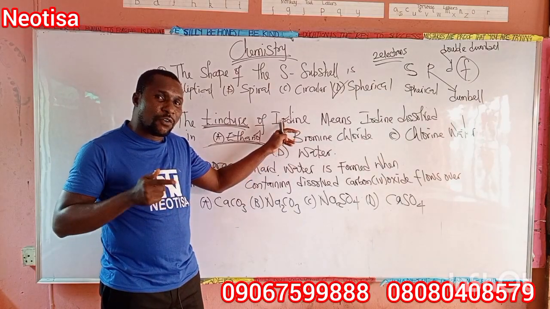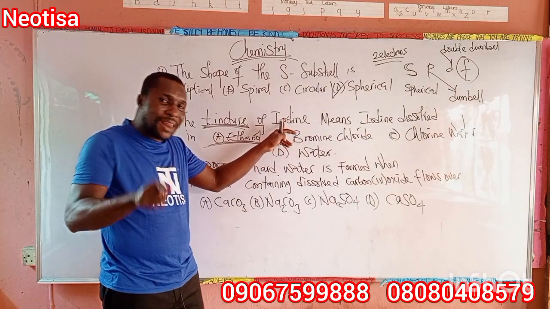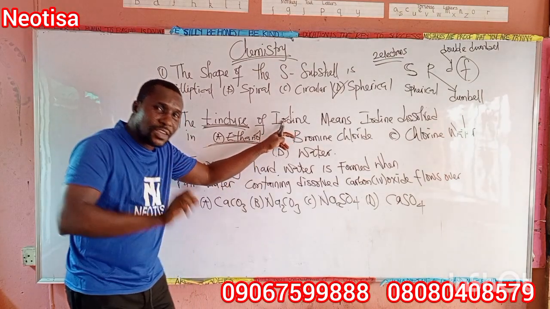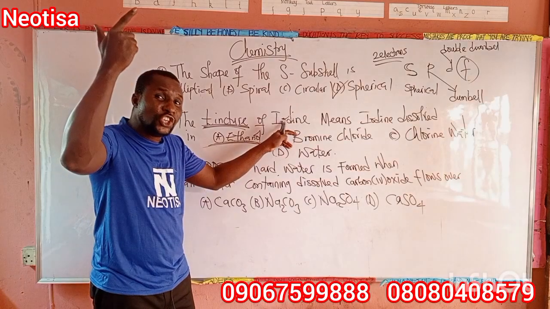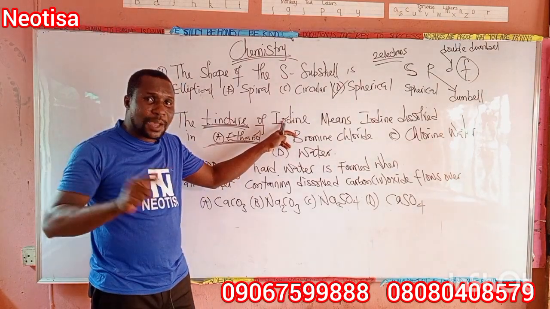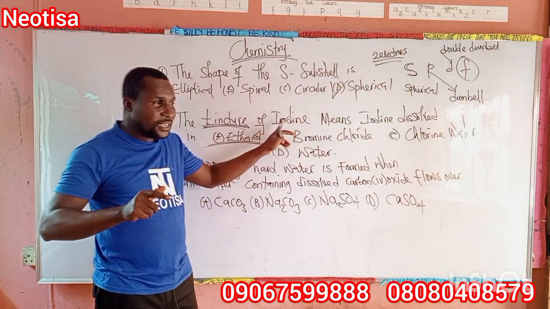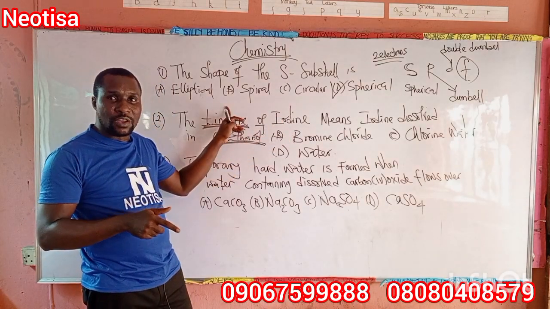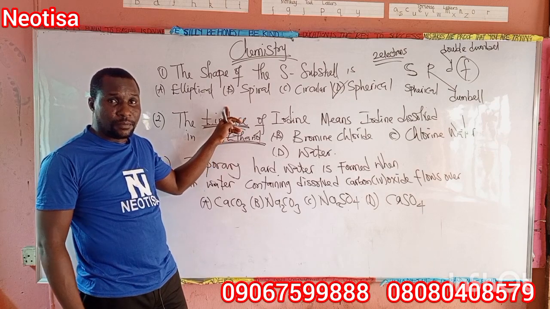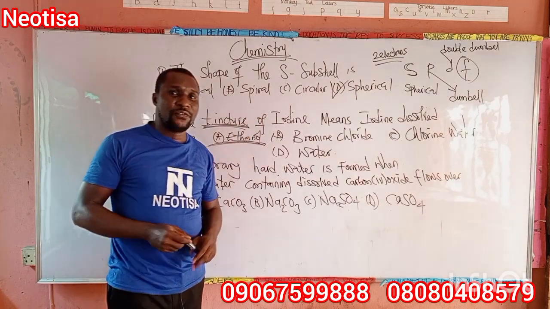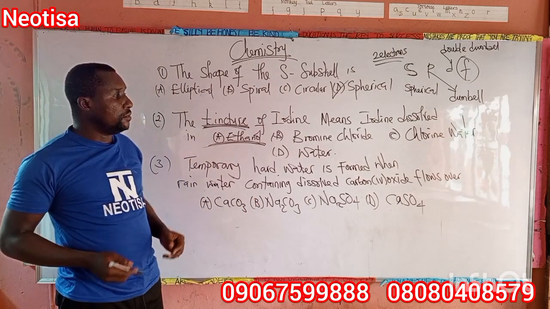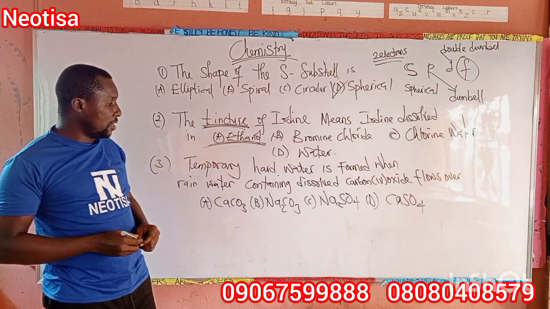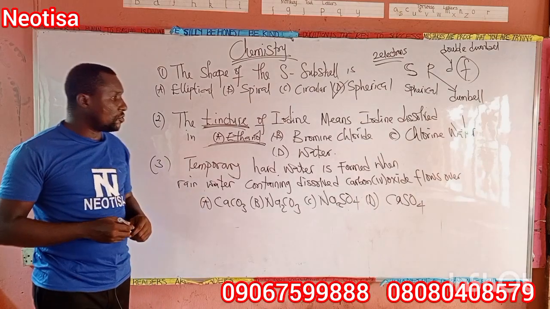Iodine is an example of a substance that can sublime. Sublimation means iodine can change from solid state to gaseous state directly without passing through the liquid state. Then when this iodine is dissolved in ethanol, this solution is formed: tincture of iodine. That means tincture of iodine is iodine dissolved in ethanol. Take note of that.